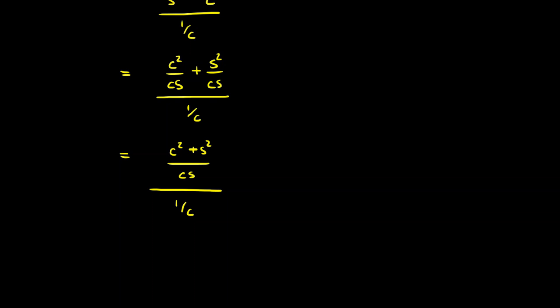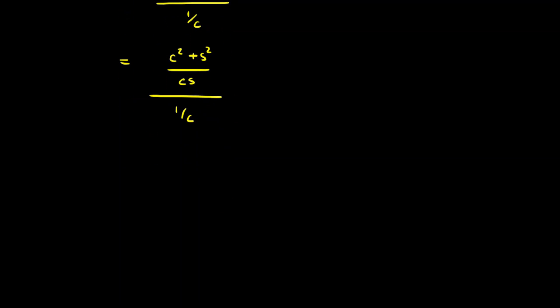And what you should recognize is that cos squared plus sine squared is equal to 1. That's one of the basic identities. And so really what we're left with here is 1 upon cs divided by 1 upon c. And that's the same thing as 1 upon cs times by c, or c upon 1 if you prefer. And so the coses are going to cancel out.